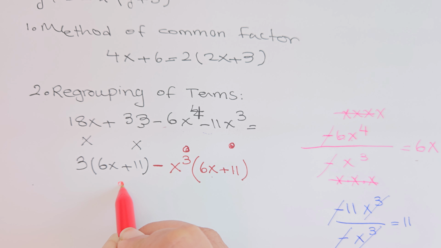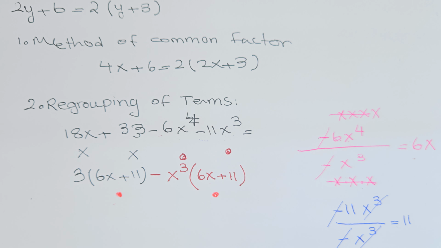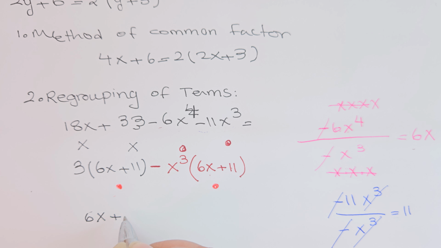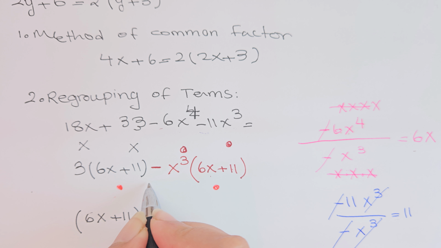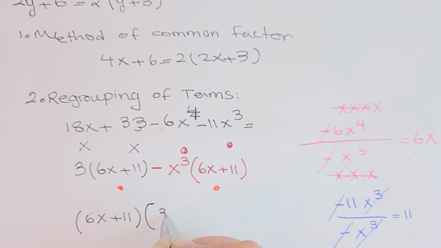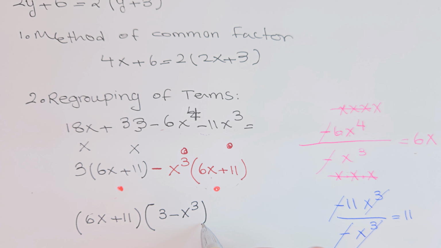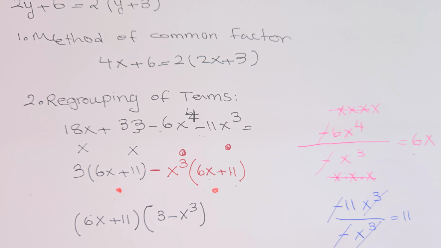This parentheses and this parentheses are again similar, and it's repeating in both parts of the expression. So what I can do again is factorize this bracket. What is left here? I would have the number 3. And if I factorize this bracket, what is left here? Negative x to the power 3.